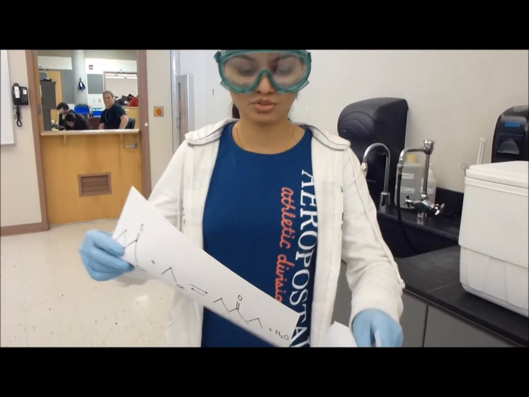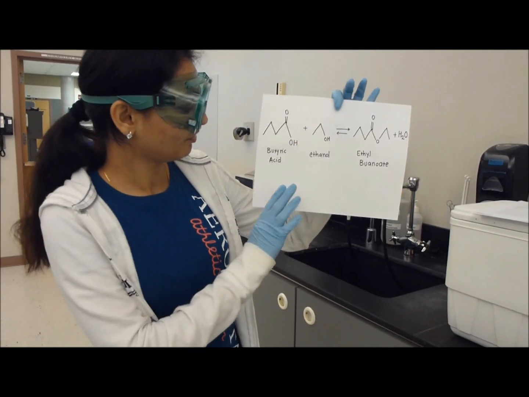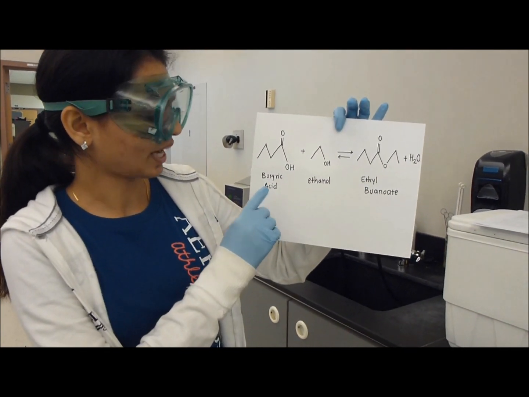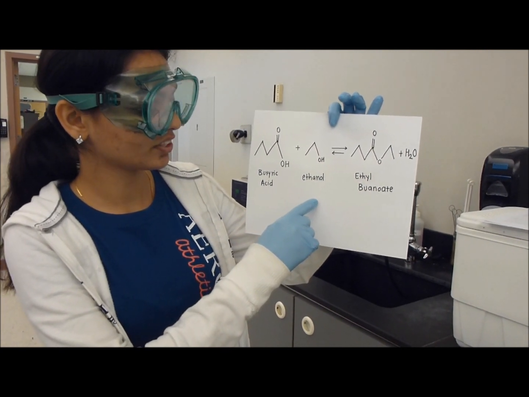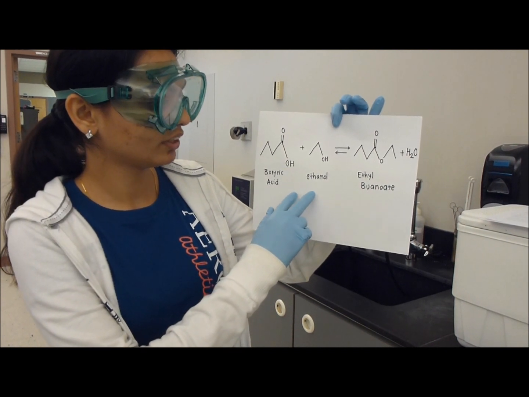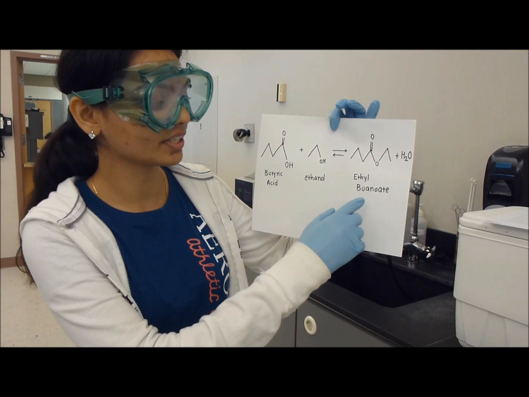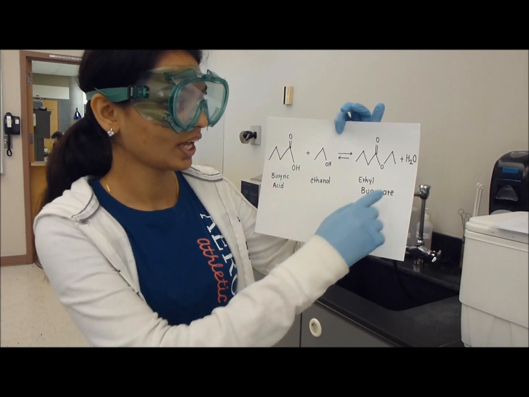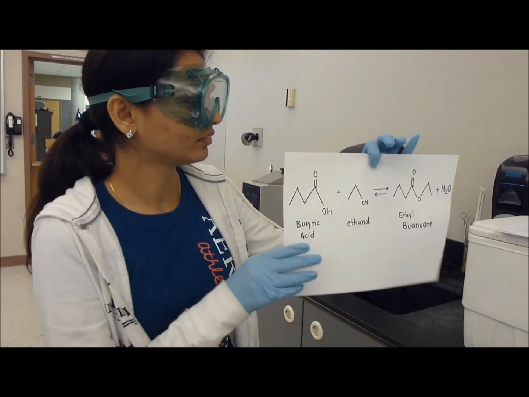I'll see how the reaction is going. Here we are taking butyric acid as the carboxylic acid, and we will mix it with the alcohol. Here we are taking ethanol, and these both will combine, react, and form ethyl butanoate. This is the pineapple ester, and we will have the extra water molecule with it.